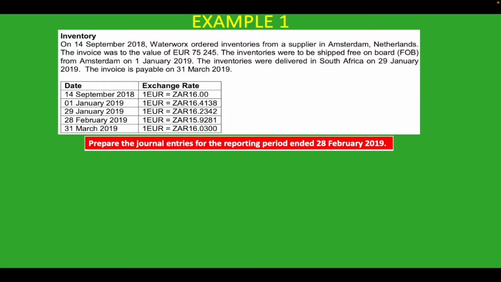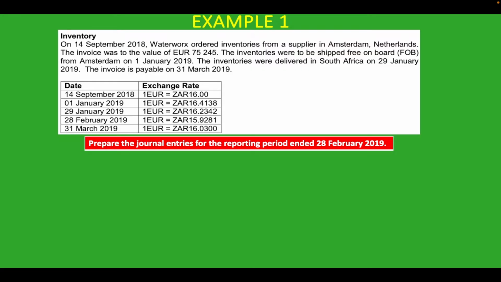So if you're given all these dates, I'm sure you know that it doesn't mean that you'll have to journalize all these dates. You have to determine when did a transaction take place and when do I have to do the journal entry, because sometimes a student will do a journal entry for dates that you are not required to do the journal entry for. Okay, so let's look at it.